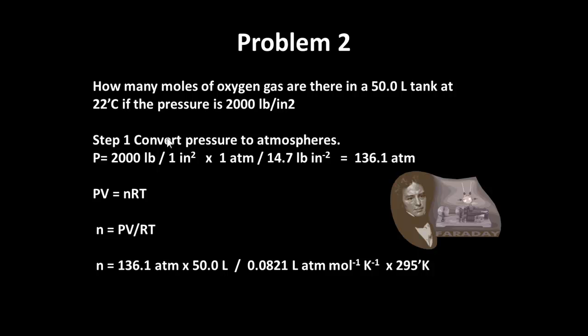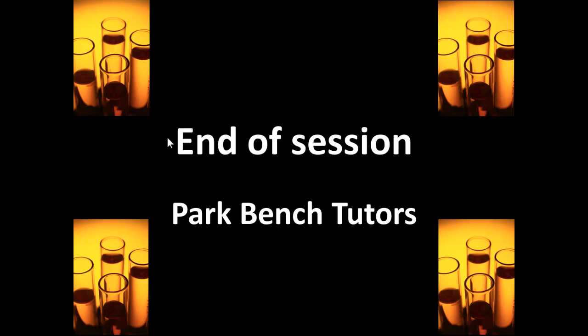We'll plug in all those numbers now. n is equal to 136.1 atmospheres times the volume, 50 litres, divided by the gas constant 0.0821 multiplied by the temperature. So 22 plus 273 is 295 degrees Kelvin. So there are 281 moles of oxygen.